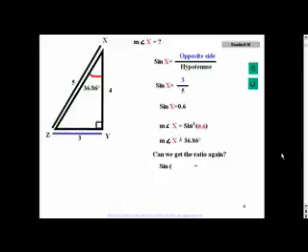And this is just a way of checking your work. If you do the sine of 36.86, you should come out to 0.6, and you can check that with your calculator.